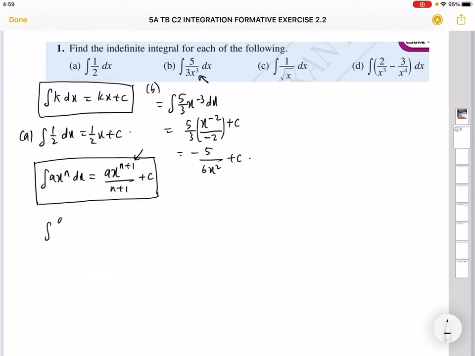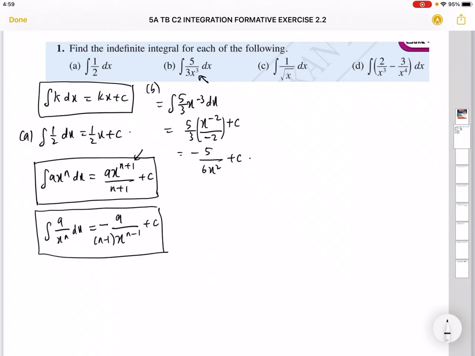Now personally, I like to use this method, and I always teach my students to use this because it's faster. You can do it in one step. You put a negative in front, copy a, copy x. Now instead of increasing the power, we reduce the power by 1, put the reduced power in front, plus c. So it's way faster. Maybe I show you here.